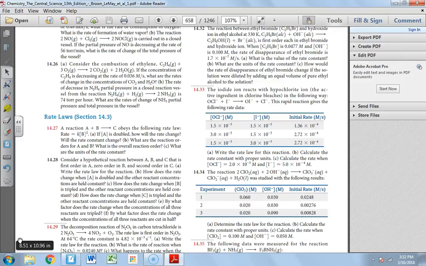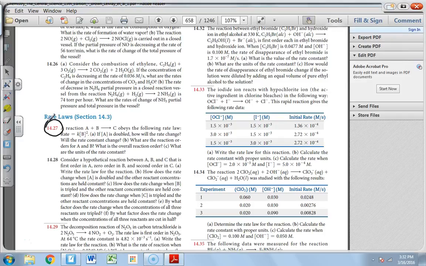Hey everybody, I just wanted to take a little time and go over some sample problems here. So in this case, let's take a look at 14.27 in the Brown, LeMay, and Bursten book. It says a reaction A plus B reacts to form C, and it's given this rate law.